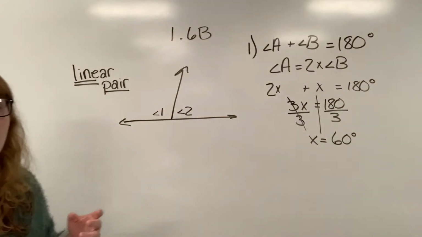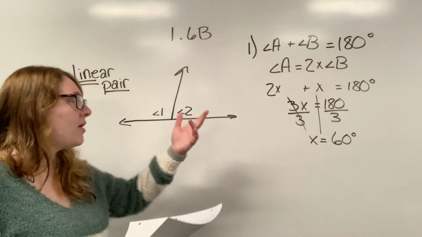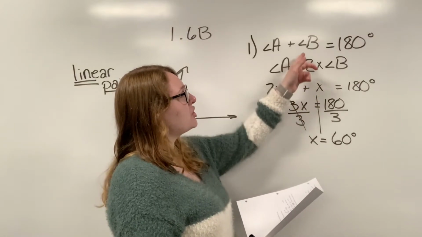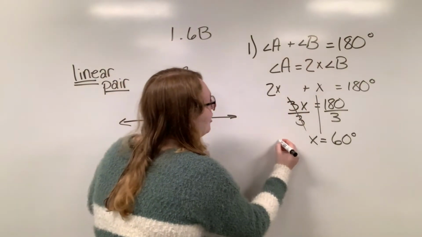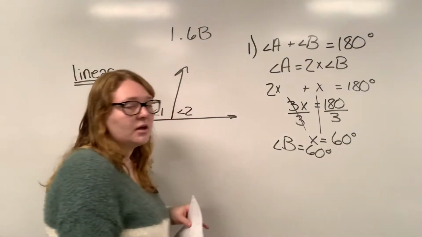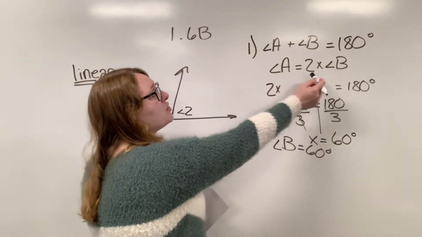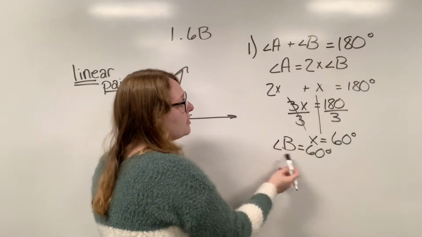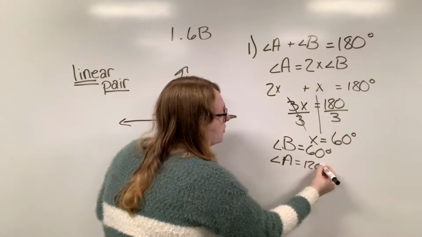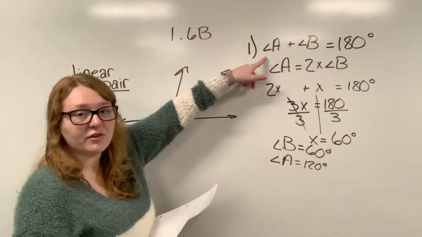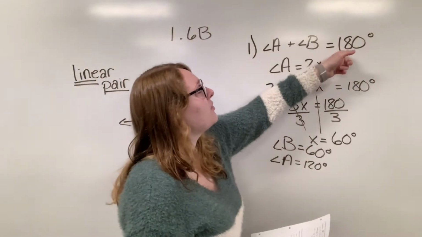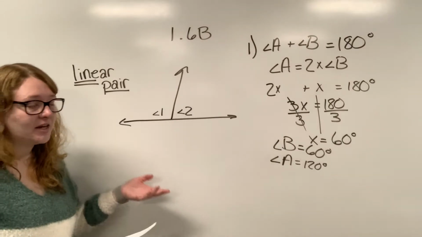So now let's figure out which one is 60 and which one is twice as big, okay? So let's see what we plugged in X for. We plugged in X for just angle B, okay? So we know that angle B, or the second angle, is equal to 60 degrees, all right? Angle A is 2 times angle B, okay? So 60 times 2 is 120. So we have angle A is equal to 120 degrees. And if we check that with our first original equation, 60 plus 120 does give you 180, so this would be a linear pair.